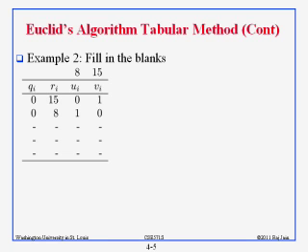7, 0, negative 15, 8. Before that, what was the row? 1, 1, 2, negative 1.